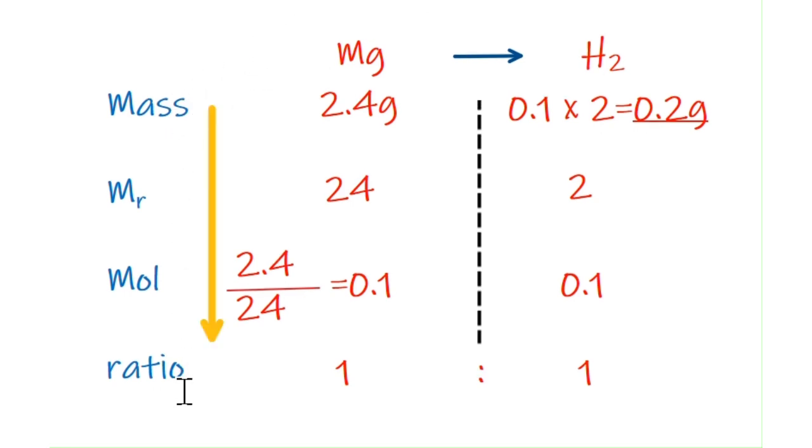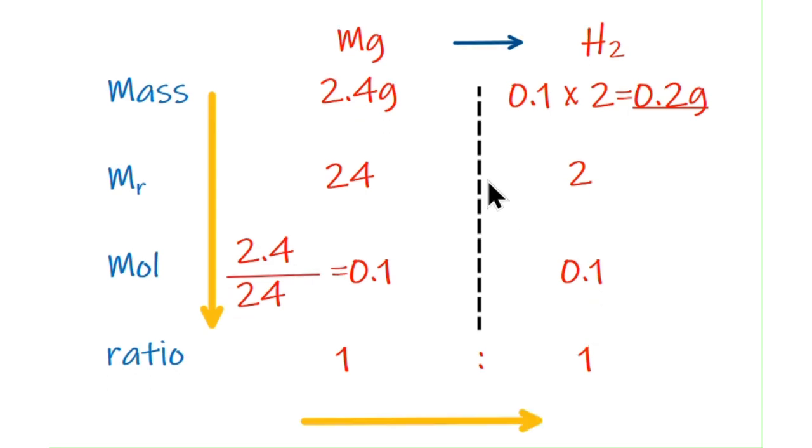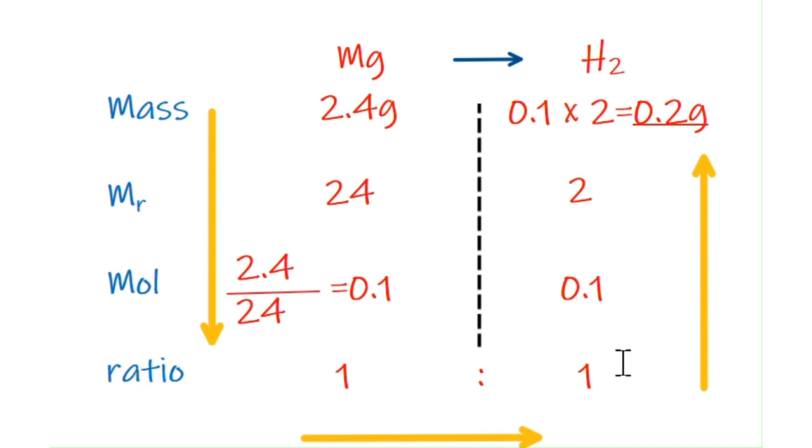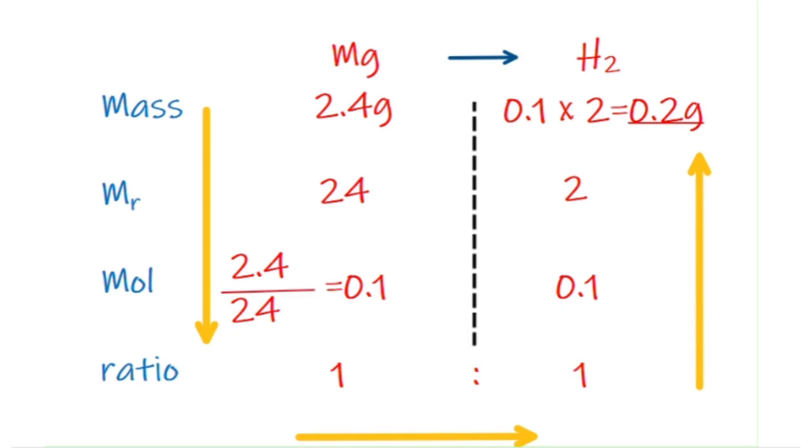So this is the table method. It has to be learnt and you have to follow it methodically, but as I said, it works every time. You start with the mass of the known and then you work down to work out the moles, and then you insert the ratio. Go across to the right to put the ratio into the number of moles of the unknown, and finally you work back up the second column to work out the mass of the unknown.